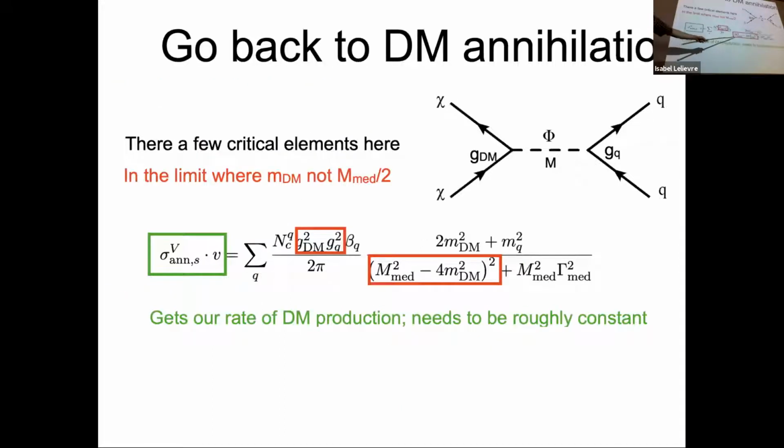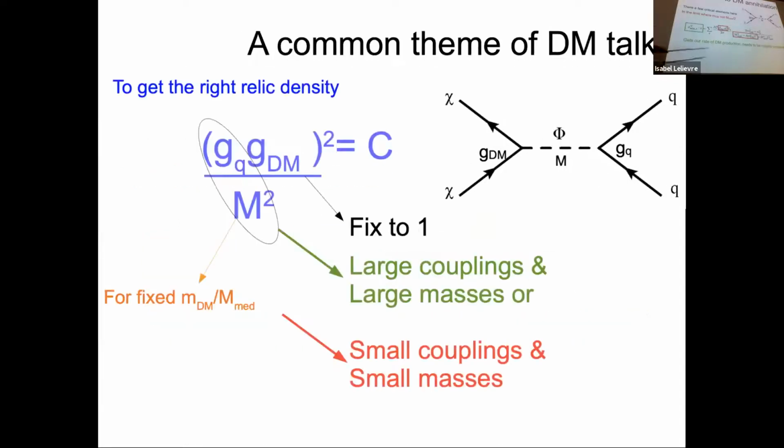So if this guy is, let's say, small, and this guy is large, this whole term becomes 1 over mass to the 4th. And this guy stays the same, right? GDM squared, GQ squared, and this is a constant. Well, we can just take a square root of all of these, and we just get that GQ times GDM squared over the mediator mass squared is a constant. And this relation basically drives the history of dark matter searches at the LHC over the past 10 years.